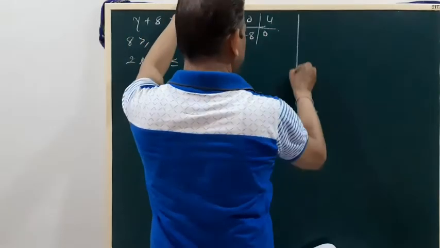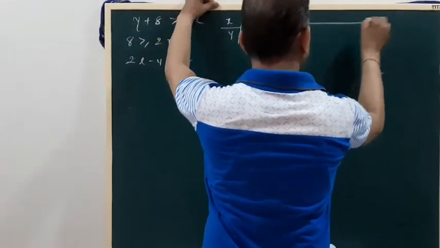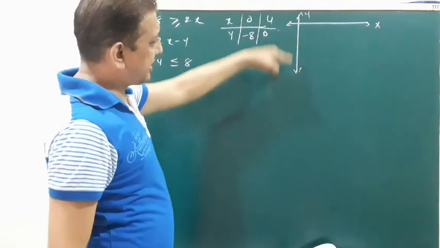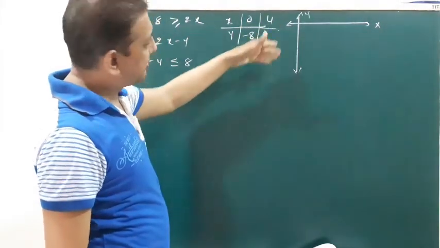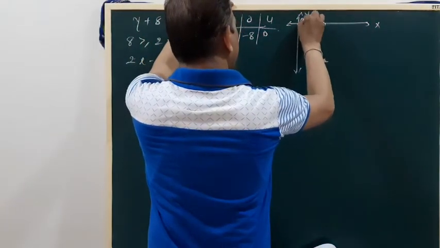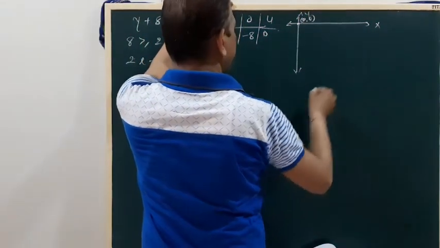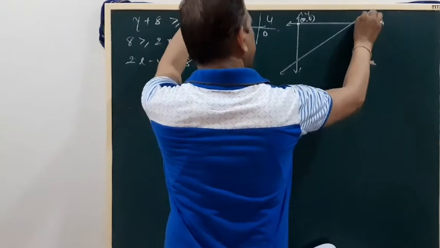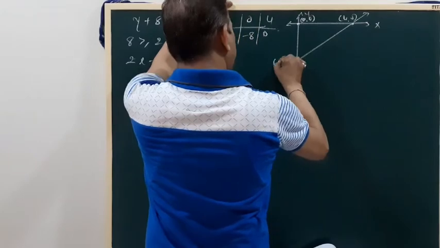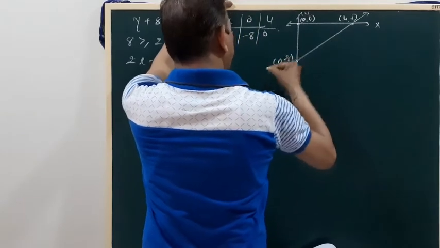Here y is negative, minus 8, so below the x-axis, and x is positive. Here we draw the origin. Now this graph: here 4, 0, and at this point 0, minus 8.